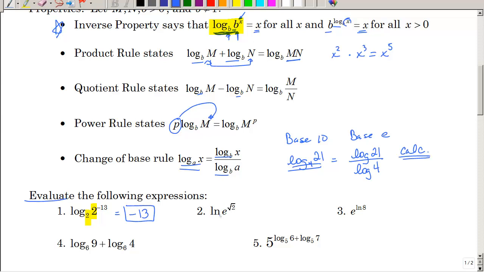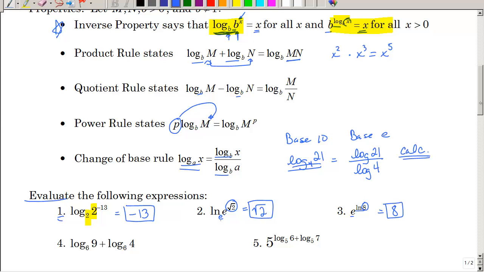Problem number 2. The natural log is base e. They don't put the little e, they put the ln to tell you that's base e. And again, we have that same inverse property just like problem number 1. We have the log of the base, same base, raised to a power. It's just that power. Number 3, again we're in the same base, but it's this inverse property right here. If we have a base raised to the log of the same base, they are inverses of each other. They cancel each other out, and you just get that 8.